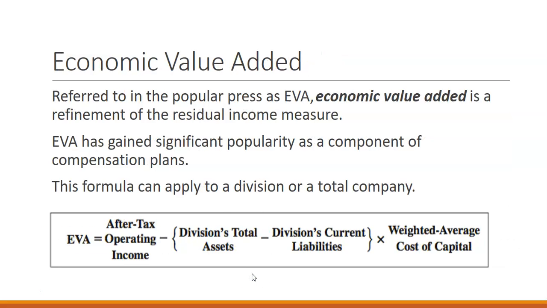The other measure we have is economic value added. This is also called EVA. This has become a very popular way to look at performance evaluation for compensation plans. We can use this for individual divisions or an entire company. When we calculate EVA, it's the after-tax operating income minus the sum of a division's total assets less their current liabilities, and then times the weighted average cost of capital.